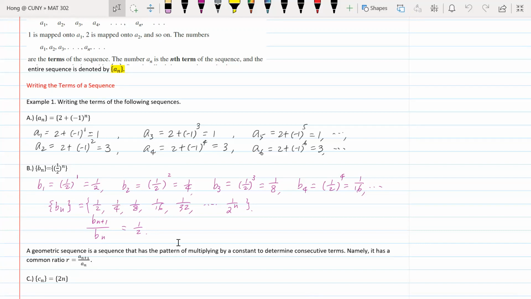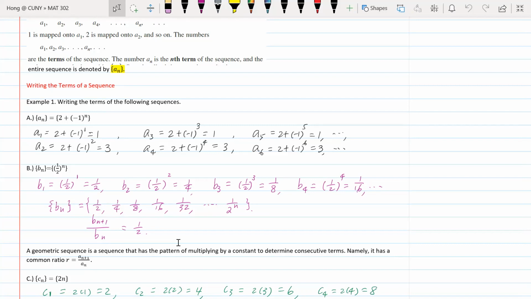Okay, welcome back. So how much is C sub 1? C sub 1 equals 2 times 1 equals 2. Good. C sub 2 equals 2 times 2 is 4. Yes. C sub 3 equals 2 times 3 equals 6. C sub 4 equals 2 times 4 is 8.